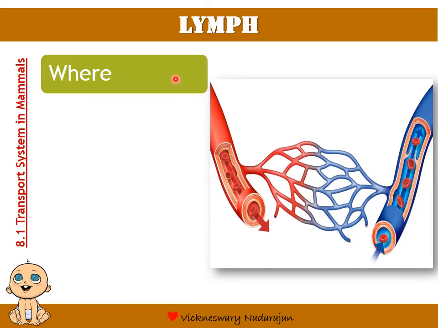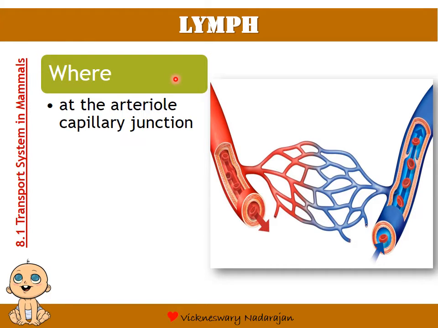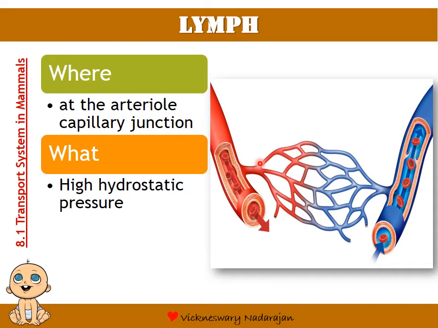Now, where does lymph form? It actually forms at the junction between the arteriole and the capillary. Take note, it doesn't form at this junction between the venule and the capillary. It forms on this junction between the arteriole and the capillary junction. So what actually happens here, that lymph can form? What happens is a high hydrostatic pressure develops.